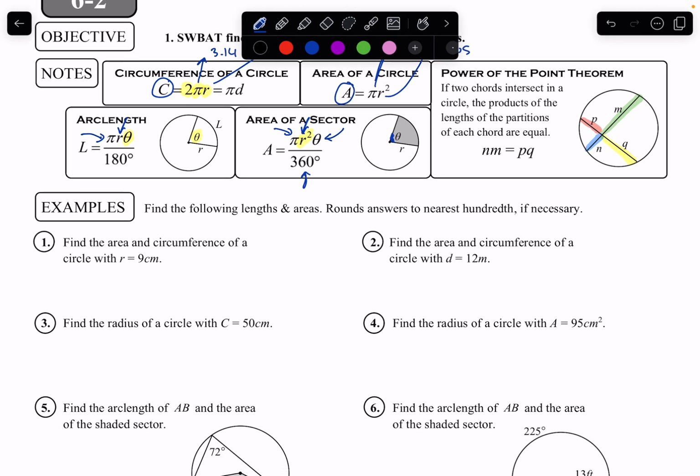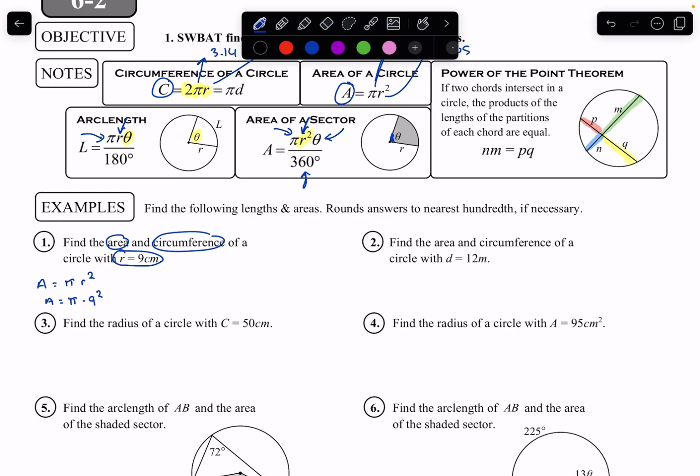Find the area and circumference of a circle if the radius is 9 centimeters. So we've got to look for the area and the circumference. I have a formula for both of those. The area formula, A equals pi r squared. So I need to know what my radius is. Hooray, it tells me in the problem it's 9. So the area is going to equal pi multiplied by 9 squared.